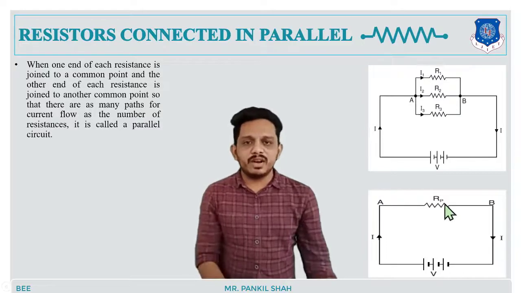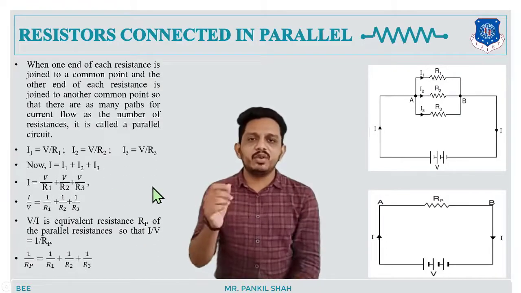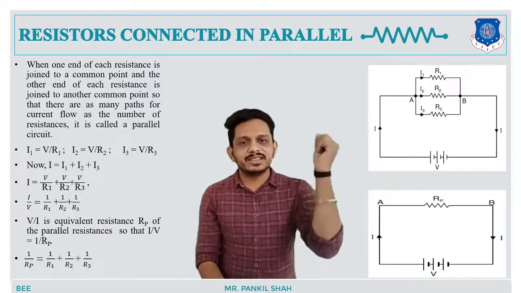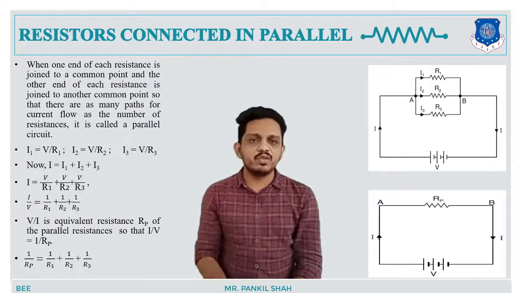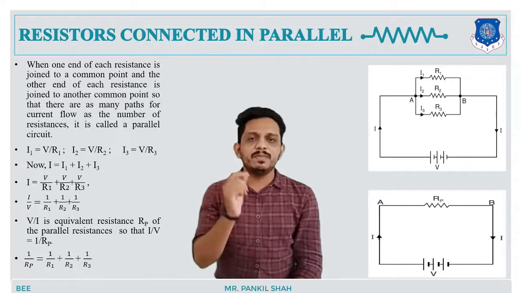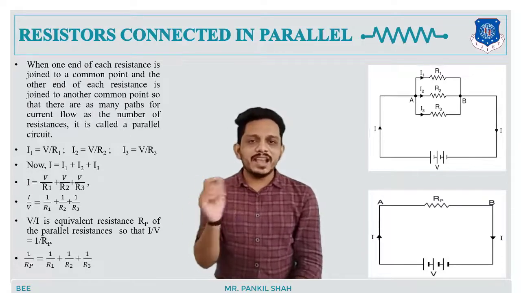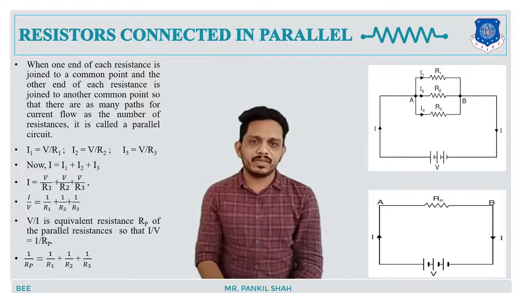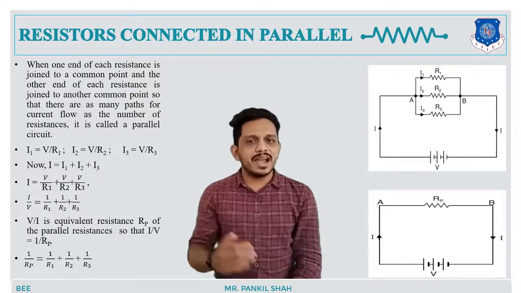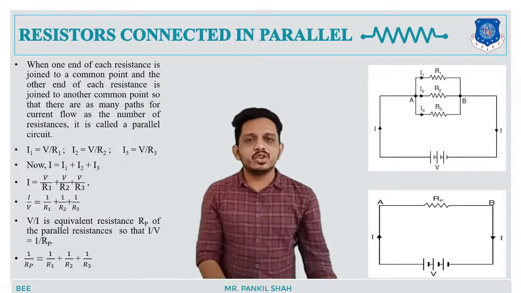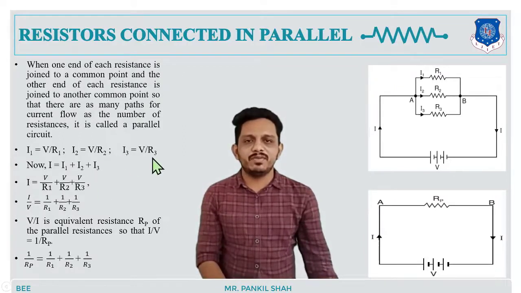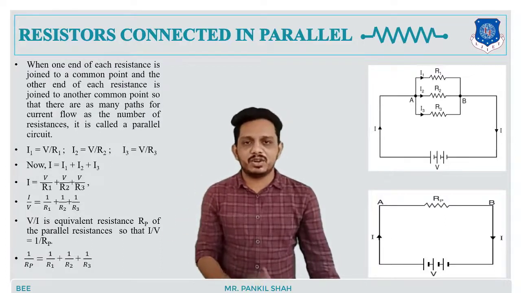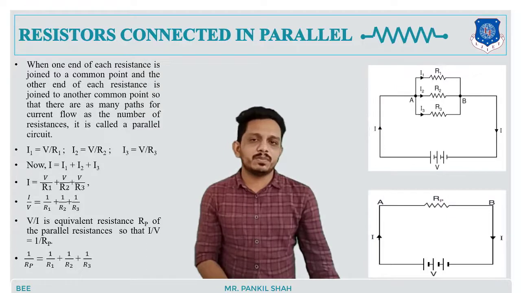For that, first we define the current flowing through each resistor. The current flowing through the first resistor, that is R1, is I1, and according to Ohm's law, I1 is equal to V by R1. Similarly, I2 is the current flowing through the second resistor, and I2 is equal to V by R2. Similarly, for the third resistor, I3 is equal to V by R3. So you can see these three equations, I1, I2 and I3. Now in the past, that is in the series connection of the resistors, we have used Kirchhoff's voltage law.